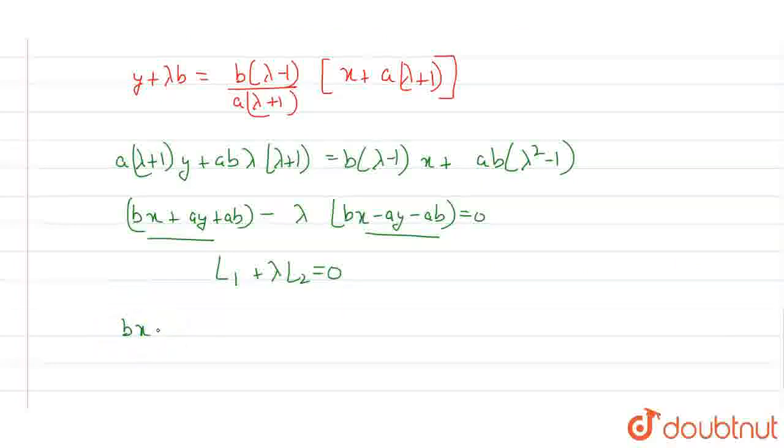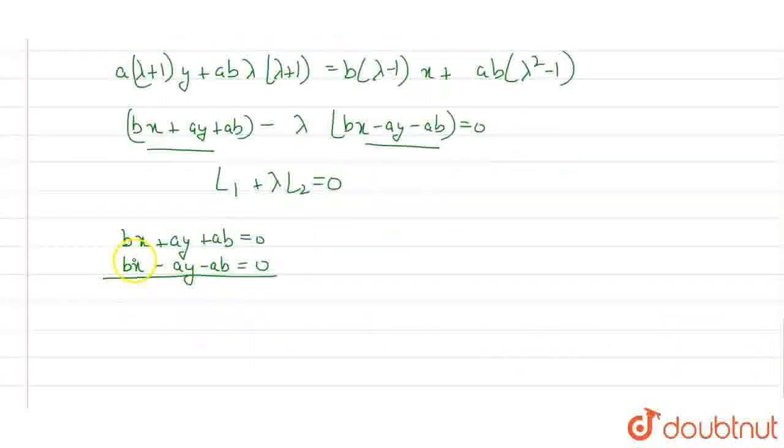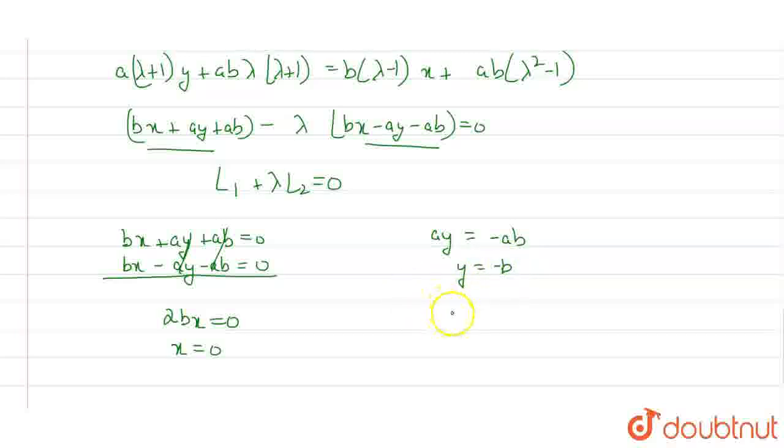So bx plus ay plus ab equals 0, and here bx minus ay minus ab equals 0. Now we will add the two equations and we will get bx plus bx, the ay terms cancel out, so we get 2bx equals 0, and the value of x is 0, right? And here we can show that ay equals minus ab. So y can be depicted as minus b, which means that the coordinates are 0 comma minus b, which shows that the coordinates are fixed. So we can say that the line EF always passes through a fixed point, because the point is fixed here. We are getting the point 0 comma minus b.